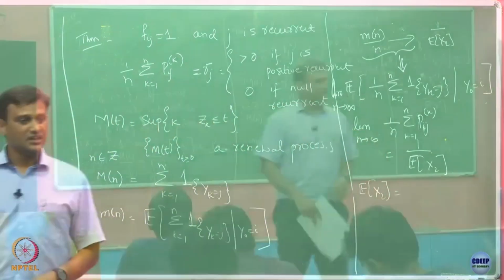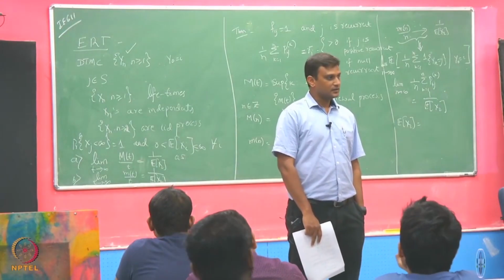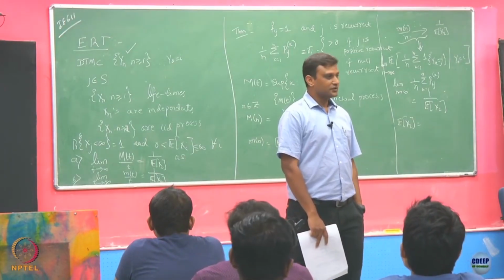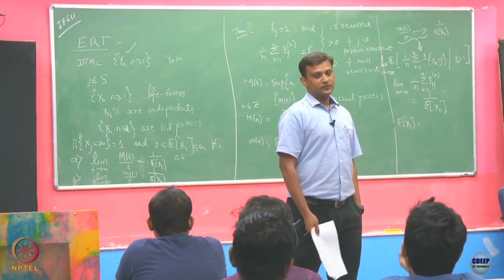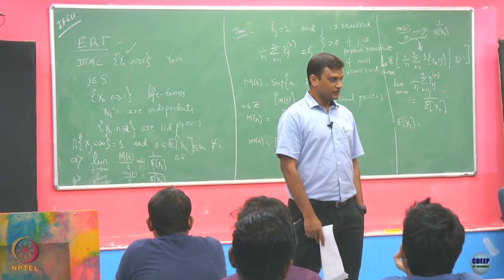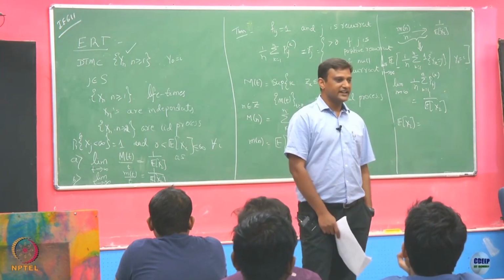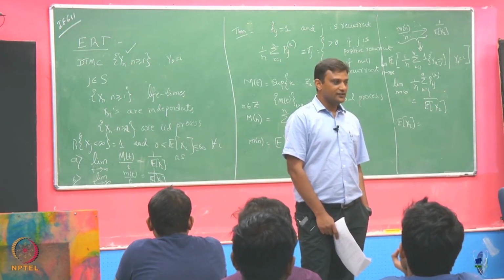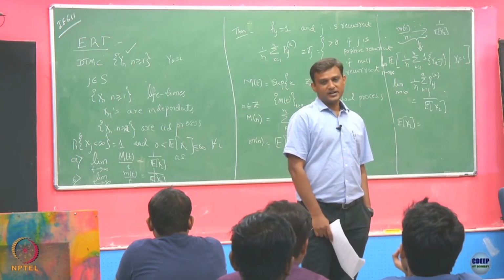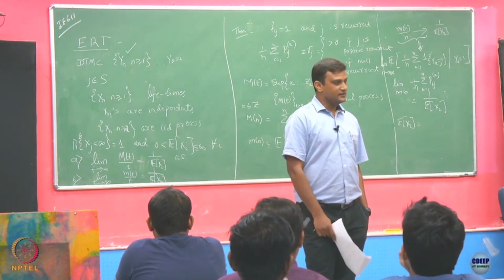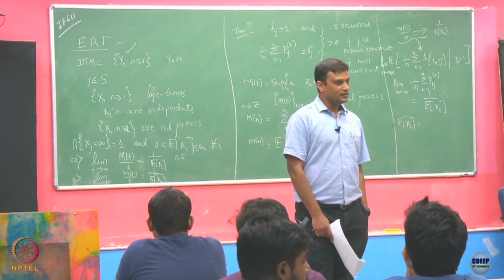What is x2? x2 is the number of times it took to visit my state j for the second time, right? What will be its expected value? So what values can x2 take? Integer valued, right? And what is the probability that it takes some value n? 1 by n. Why?